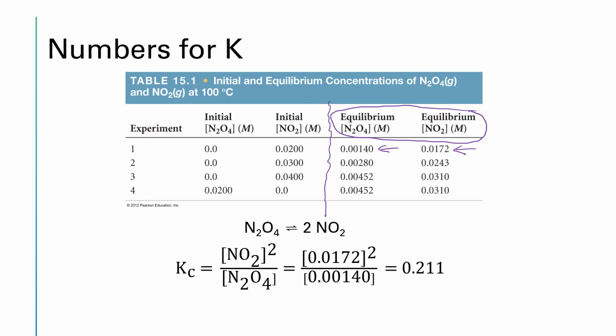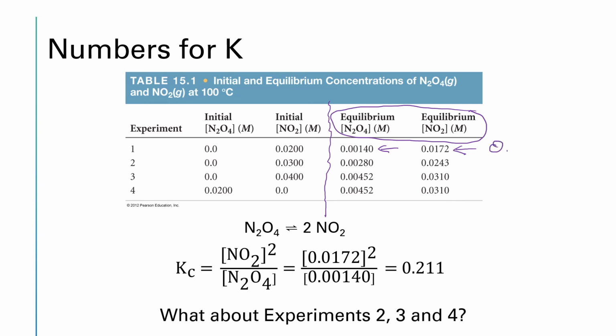Now, I'd like for you to run this calculation and get a number for K for experiments 2, 3, and 4. Pause this video, run those numbers through your calculator, and then start up again. Great, now that you have those numbers, let's see if you got the same thing that I did. So I already showed you here for the first experiment, we get a value of 0.211. Now when I ran the numbers for the second experiment, I also got 0.211. For the third experiment, I got 0.213, and for that last experiment, I got 0.213 as well.